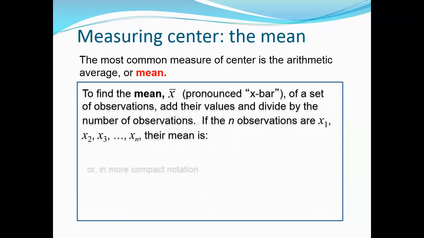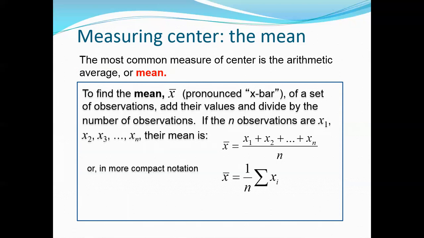If the n observations are x sub 1, x sub 2, x sub 3, and so on until x sub n, then their mean is the sum of all of those values, x sub 1 plus x sub 2 plus so on until you reach the last value, x sub n, divided by n, or more compactly written as x bar equals 1 divided by n times the sum of all the x values.